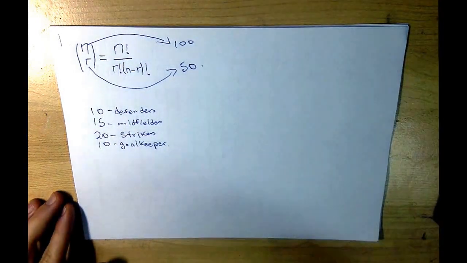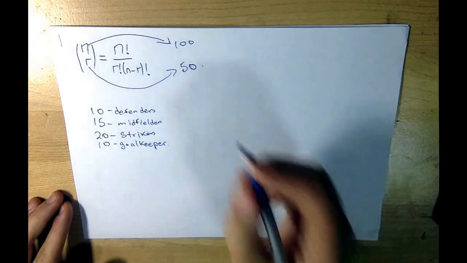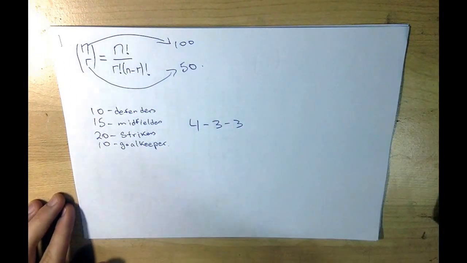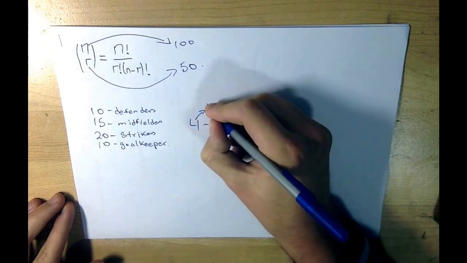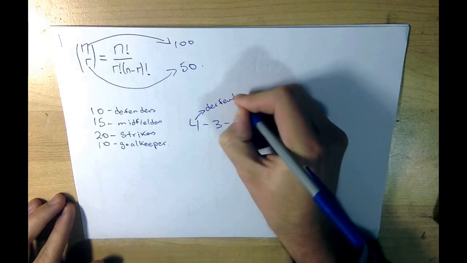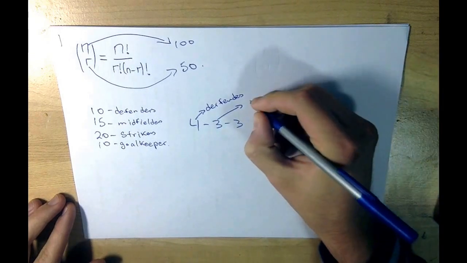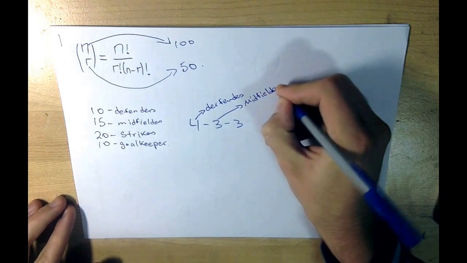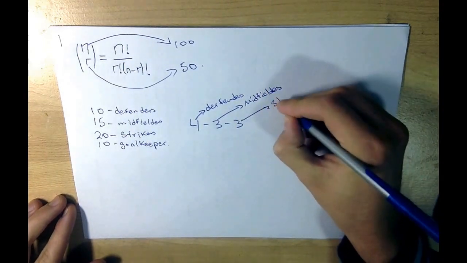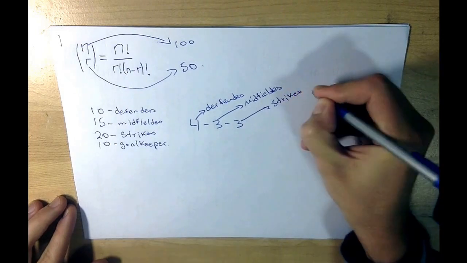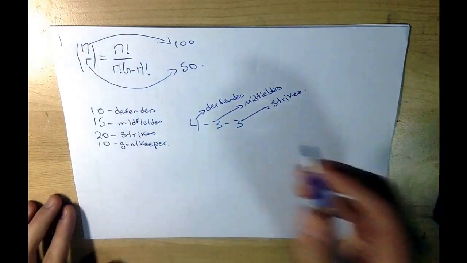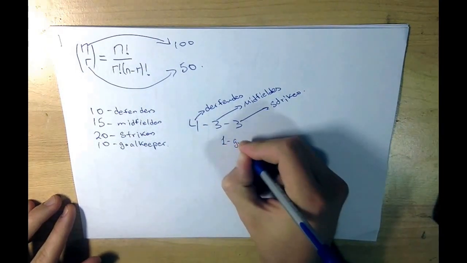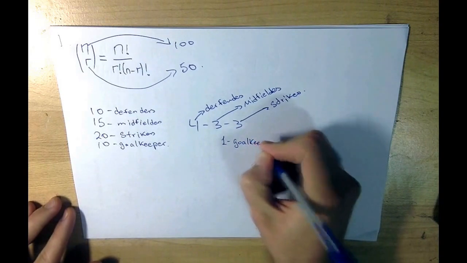So the coach decides to have this formation, 4-3-3. So he needs to have 4 defenders, 3 midfielders, and 3 strikers. And of course it needs to have 1 goalkeeper, but I don't write it here. So 1 goalkeeper.